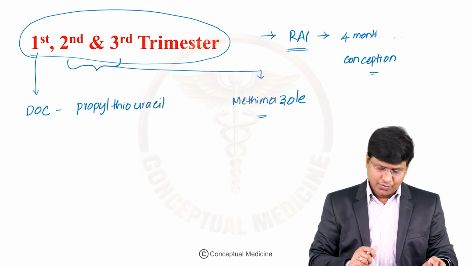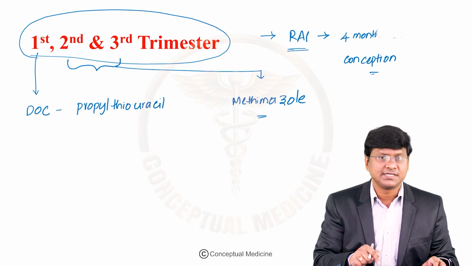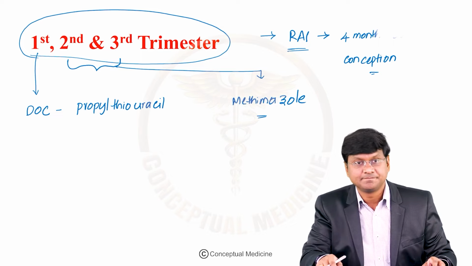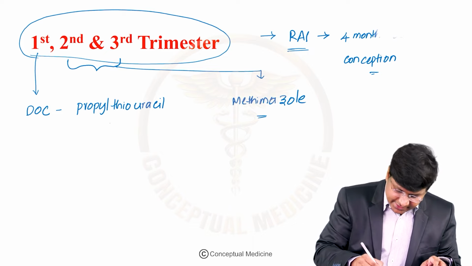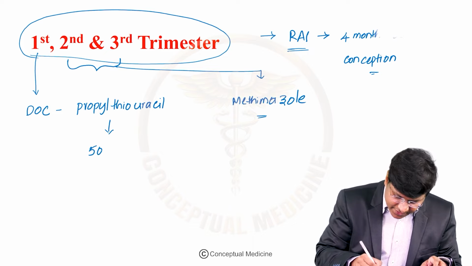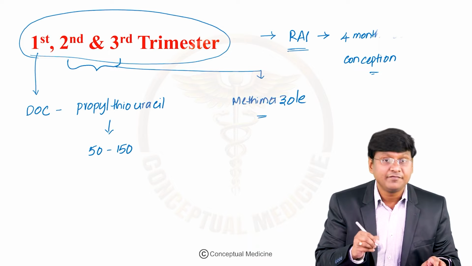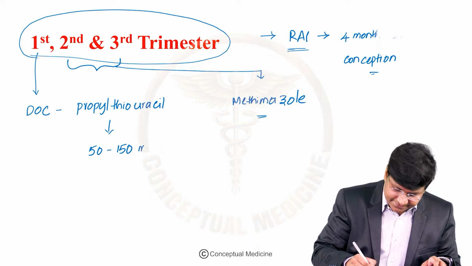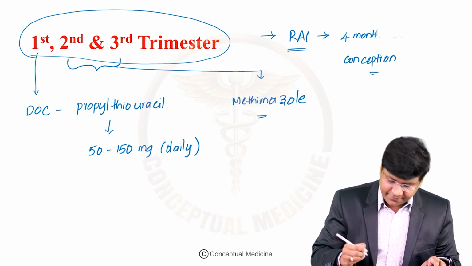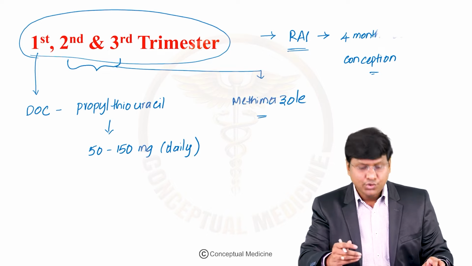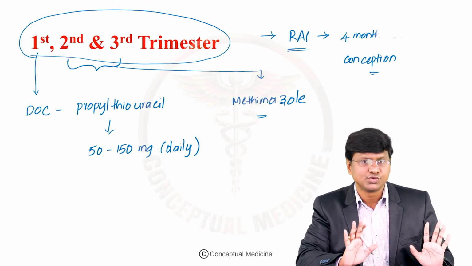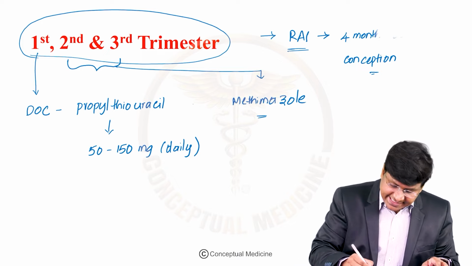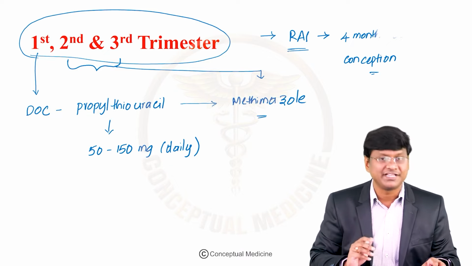Now, why should you give propylthiouracil in pregnancy? The dosage of propylthiouracil is 50 to 150 milligrams daily, to avoid goitrous hypothyroidism in the infant. This is the dose. But in the second and third trimester, it is switched to methimazole.